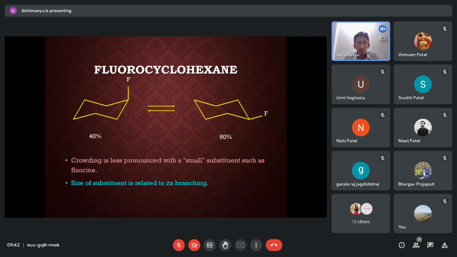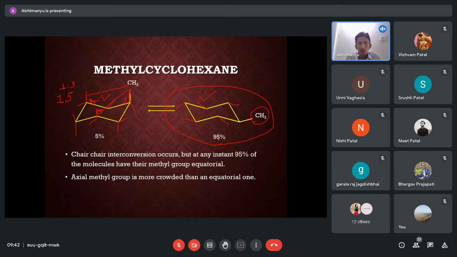ચાલો એક્ઝામ્પલ ચેન્જ કરીએ. ભાઈ મિથાઇલની બદલે જો ફ્લોરિન હોત તો, ફ્લોરિન ઇઝ ધી સ્મોલ મોલિક્યુલ. એમાં ડાયએક્સિયલ સ્ટ્રેન હશે? યસ હશે. It is possible, diaxial strain, but it is less as compared to methyl. તો એની સ્ટેબિલિટી 40-60 રેશિયો હશે. બટ મિથાઇલમાં કેટલી હતી? 5:95.